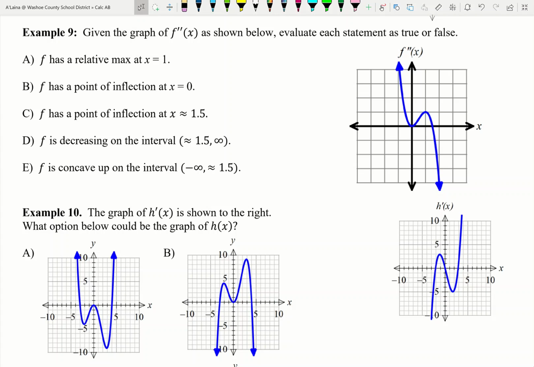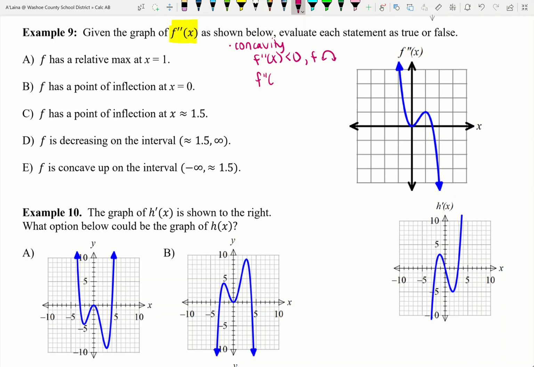So maybe I'll even look at this first. Be careful, this is a second derivative graph. We can find less information from a second derivative graph. A second derivative graph is going to tell us two main things. It can tell us the concavity based on the sign of the second derivative. It'll tell us the concavity, oops, did that backwards, of f.